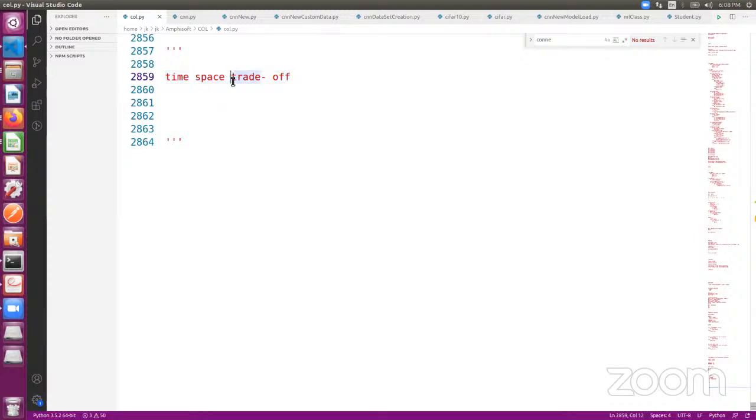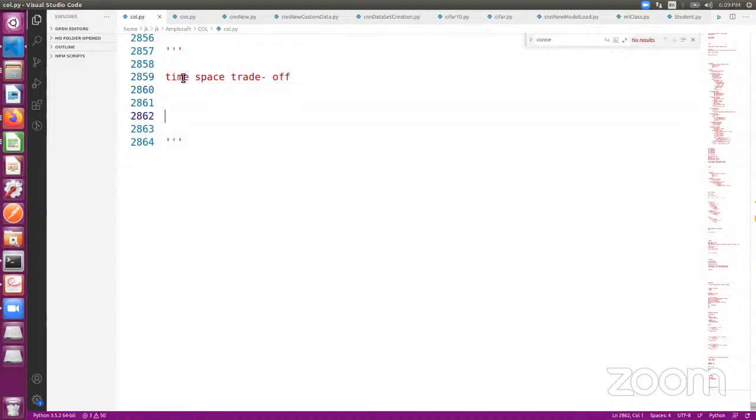Trade-off, right? I think you're familiar with the term trade-off. Okay, fine, I'll tell you. If you want a certain algorithm to perform well with respect to time, then you have to compensate with space. And if you want an algorithm to perform well with respect to space, then you have to compensate with respect to time. That's it. This is time-space trade-off.